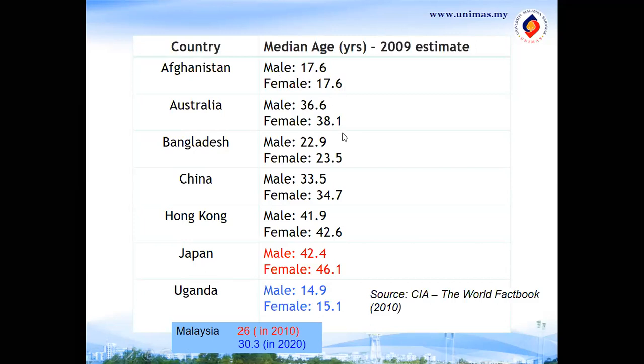di Afghanistan ataupun Uganda, right, the average lifespan could be just about 30 plus years old, 30 lebih tahun on average, because this split, remember this number here, split the population into two equal halves, jadi yang separuhnya kurang 17 tahun, separuh lebih daripada 17 tahun. So you can see that the lifespan adalah sangat rendah dibandingkan dengan negara-negara seperti Hong Kong, seperti Japan dan sebagainya.